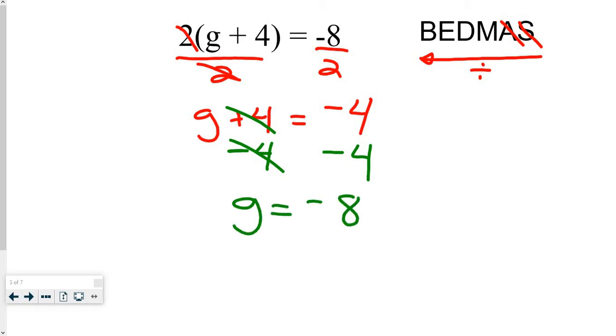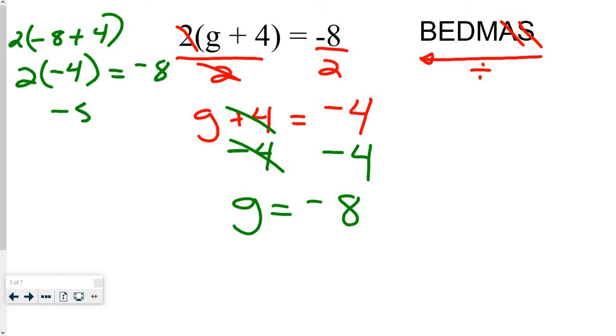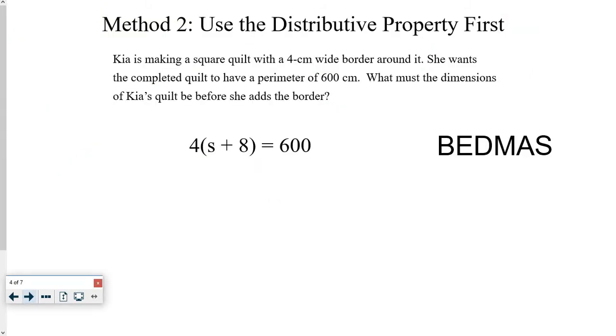When we plug it in, negative 8 plus 4, times 2, that's negative 4 times 2 equals negative 8. Negative 8 equals negative 8. We're good. Method 2, the distributive property first.